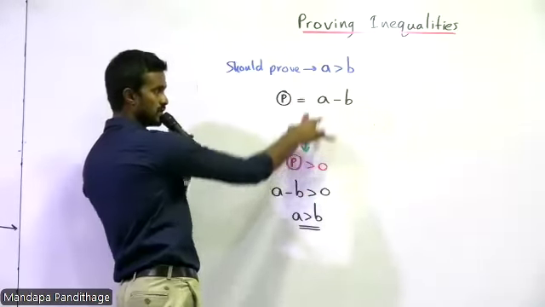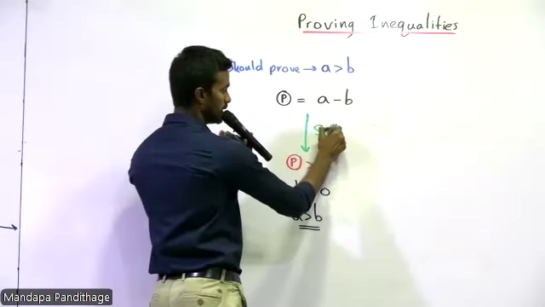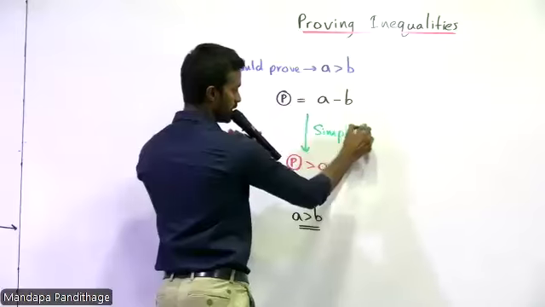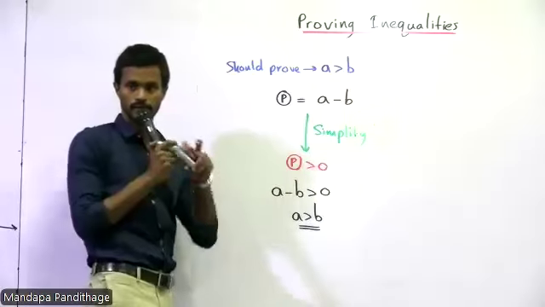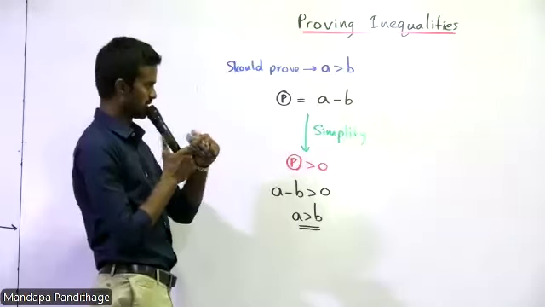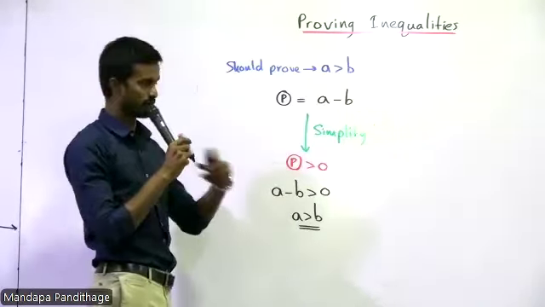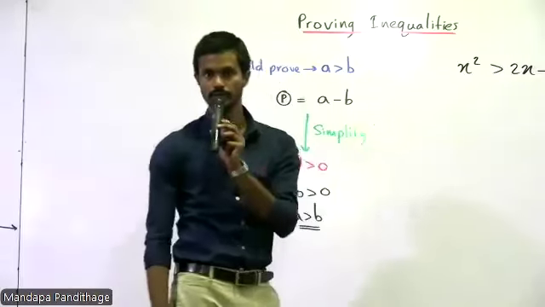Okay, you can say that a is greater than b. Clear? I know you might say, I didn't get it properly. Never mind, I'll show you a worked example. Okay, now look at this. You are supposed to show that x squared is greater than 2x minus 3. This is what you're supposed to show.